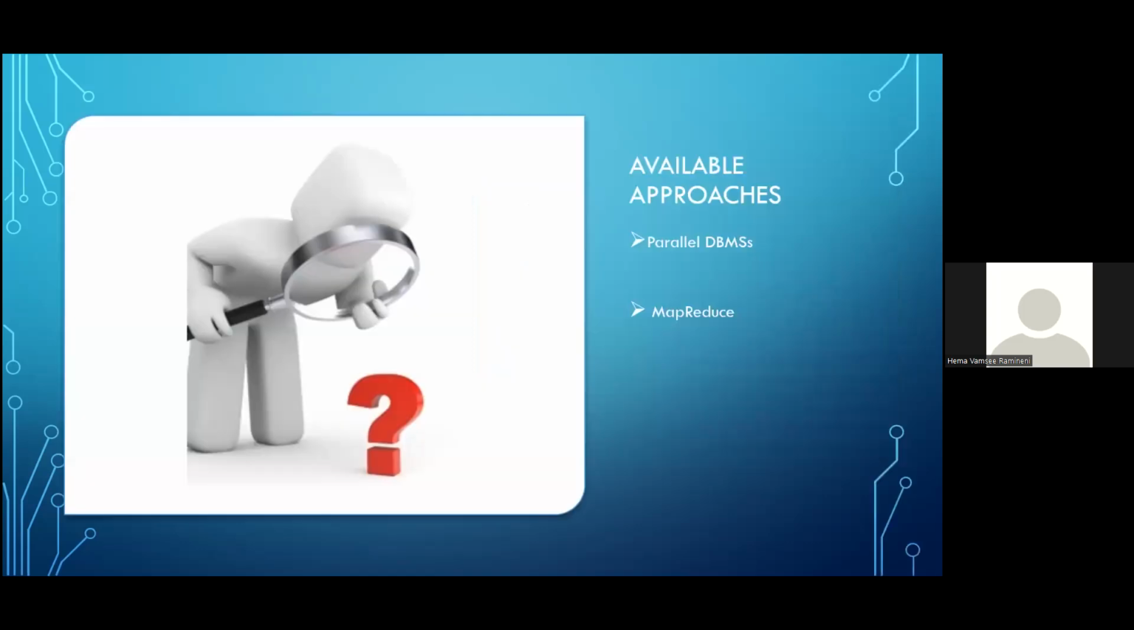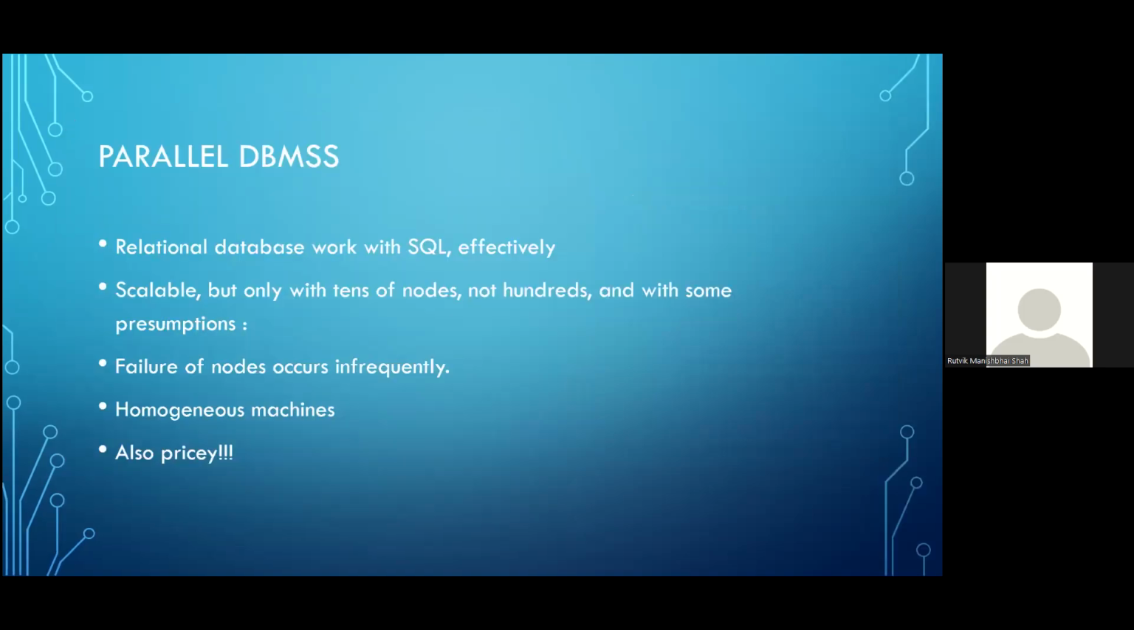Now the available approaches are parallel DBMS and MapReduce. The next slide, please. Parallel DBMS: these systems all support standard relational tables and SQL and implement many of the performance-enhancing techniques developed by the research community over the past few decades, including indexing, compression, and most tables are partitioned over multiple nodes in a shared-nothing cluster. However, the mechanism by which data is partitioned is transparent to the end user.